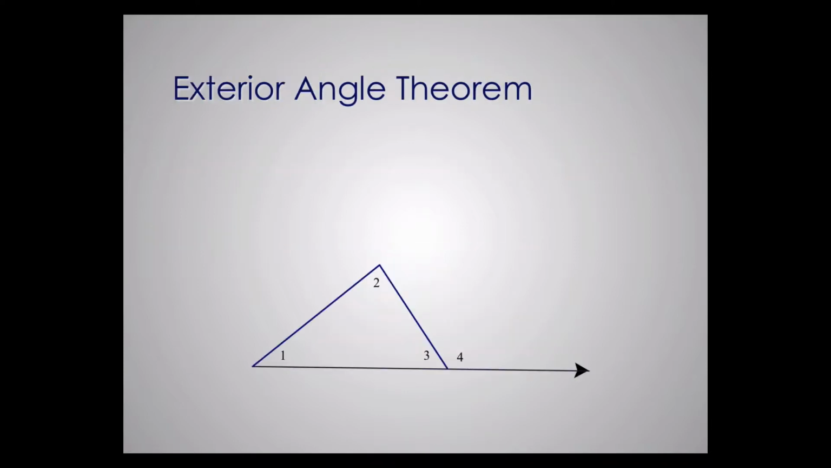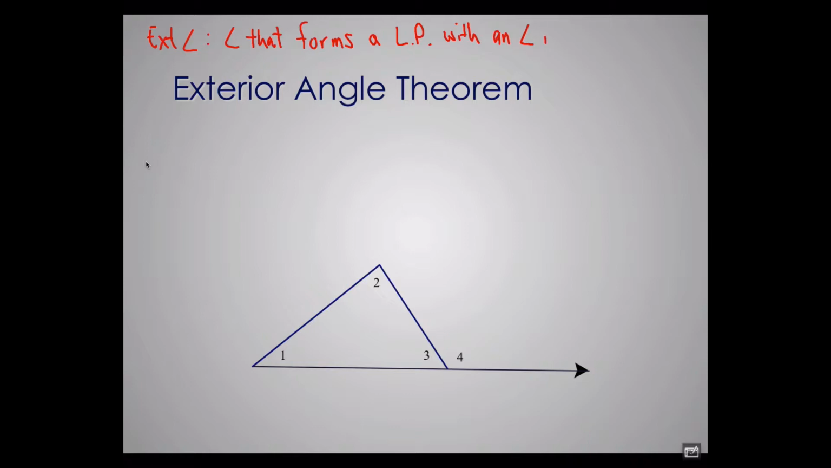Okay, good. Exterior angle theorem. Before we get to the exterior angle theorem, we need to define an exterior angle. We'll do that up above here. An exterior angle is an angle that forms a linear pair with an angle in a triangle. Why did I write out the word triangle? Especially since I can't spell it. Triangle.